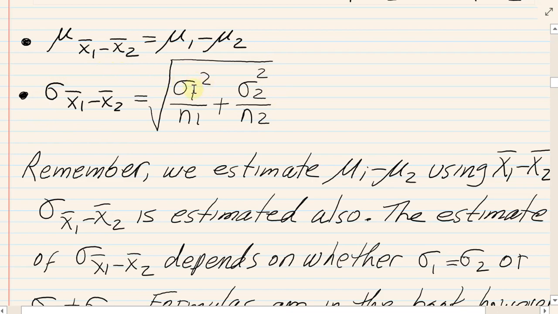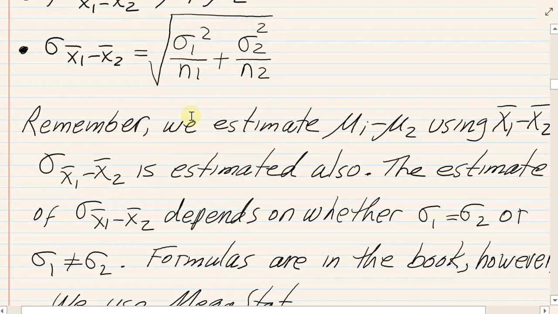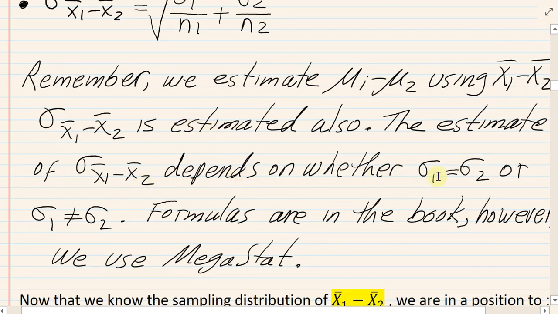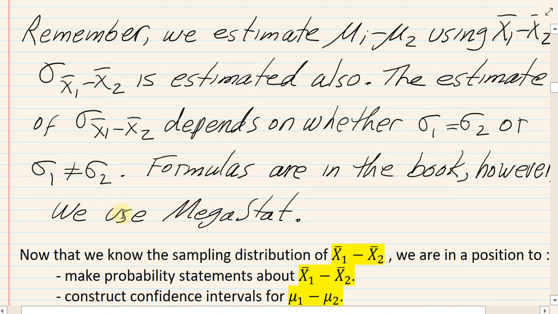But since we don't know the deviations, we're going to use the sample standard deviations, right? So how we estimate them actually depends on our assumption, whether the two deviations are equal and unknown or different and unknown. Now the formulas for these are in the book again, but I'm not going to go over them since we're going to use Megastat.